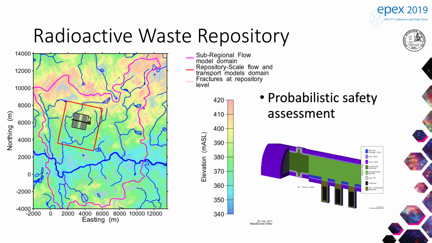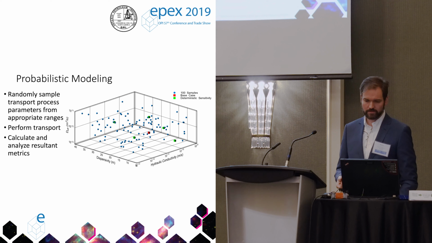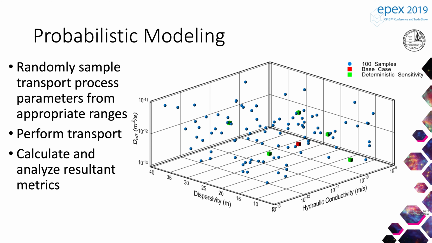So we used a probabilistic framework to randomly sample input parameters, in this case diffusivity, dispersivity, and hydraulic conductivity or permeability. And for each sampled set, we ran the model and we assessed the key metric, which is the concentration breakthrough in a hypothetical drinking water well. And so these 3 axes here show those 3 parameters, and there were 100 different simulations run here with a very broad range of output.